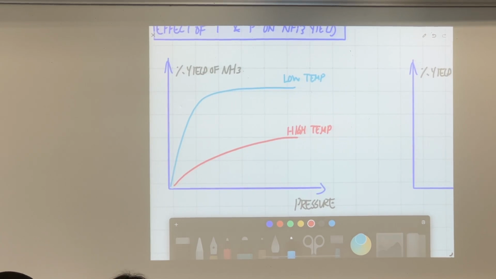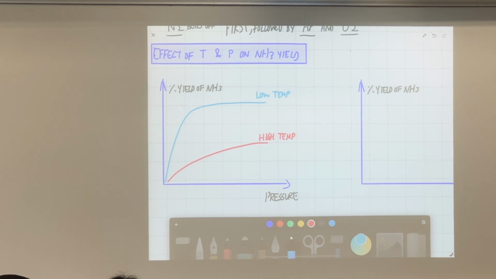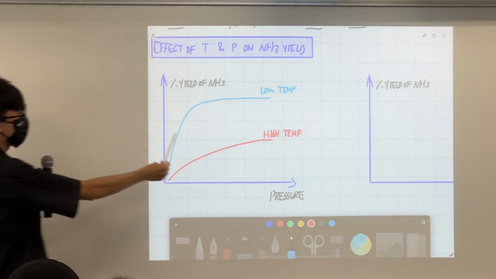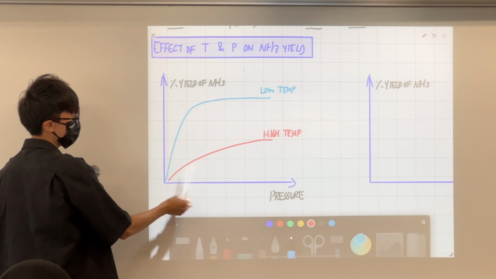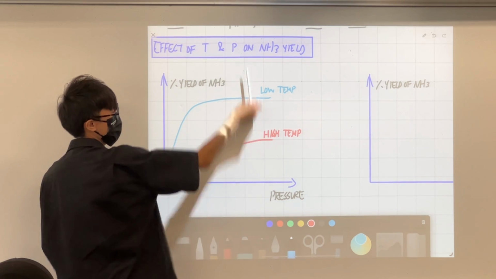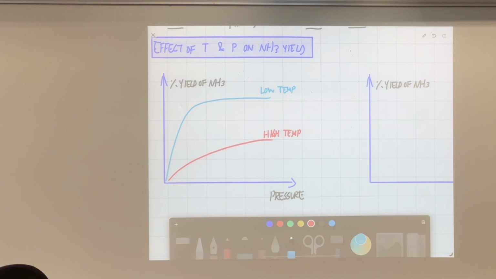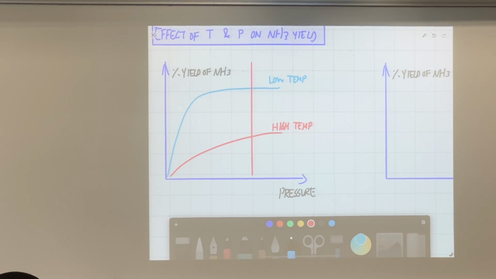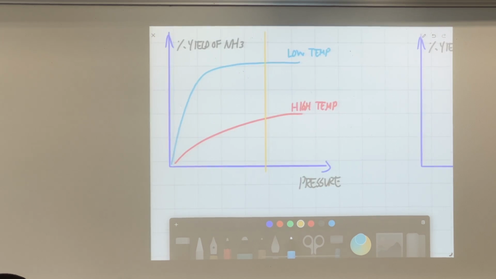Can you tell me what should we control when we study the effect of temperature? Should we also change pressure when we study the effect of temperature? No. So therefore, it's up to you now. You can fix a particular pressure. So draw a vertical line any way you like on this graph. It doesn't matter. Just pick a random pressure. I will draw it here.